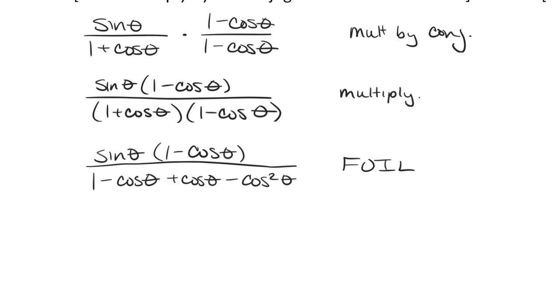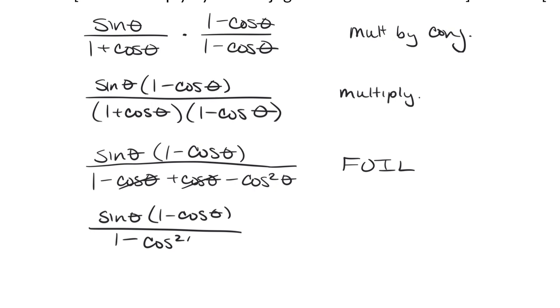Is anybody's spidey senses going off about this problem in the denominator? Yeah. We can cancel this stuff in the middle, right? So the cosine and the negative cosine cancel each other out. And I'm left with sine of theta times 1 minus cosine of theta over 1 minus cosine squared of theta.